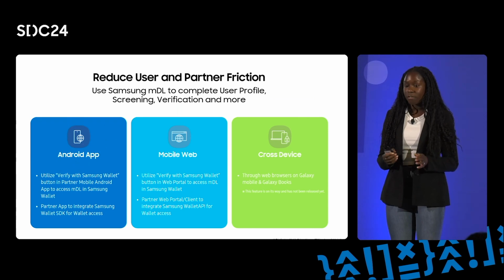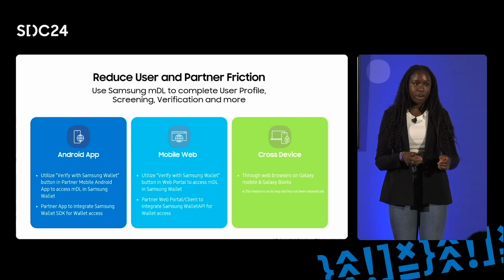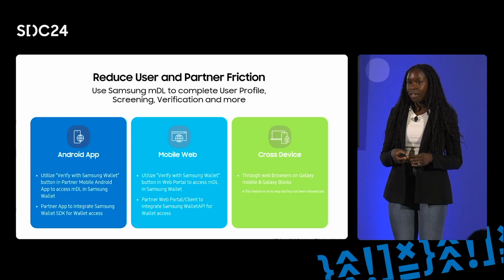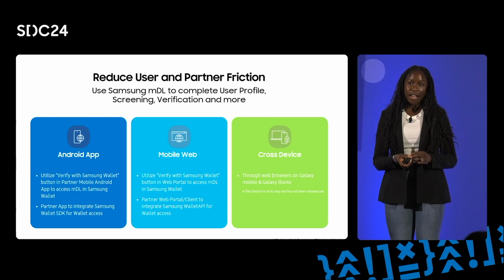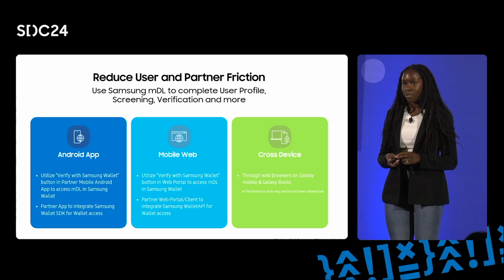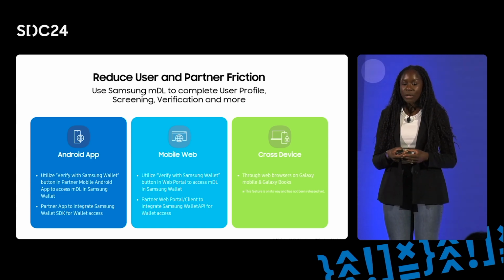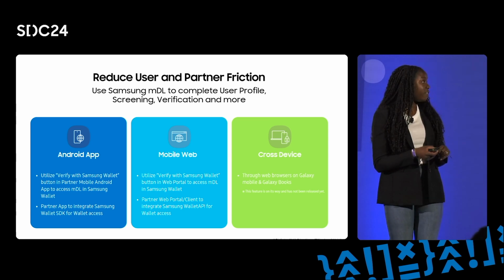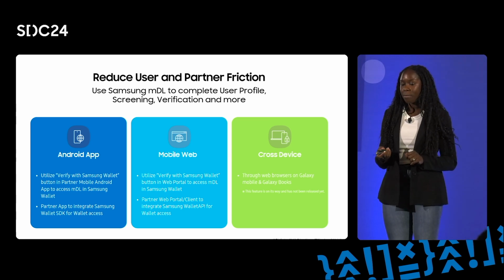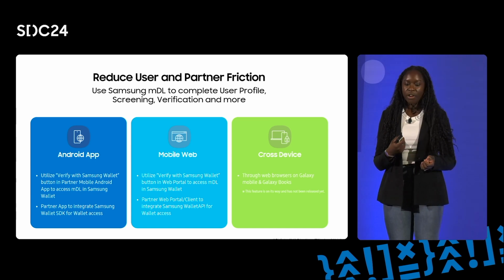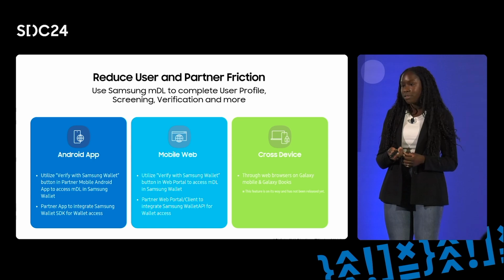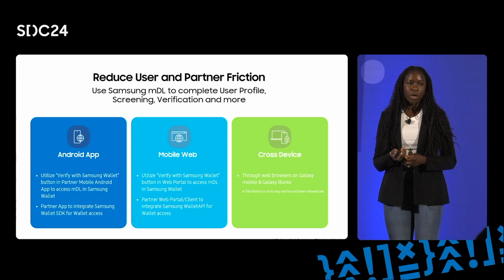Our goal with all of this is to reduce user and partner friction as it relates to ID verification. And to do this, we understand that we need to meet our partners where they're at. That is why our SDK currently covers two common scenarios. The first is app-to-app. Partners that need to verify their users' identities through their native Android applications will now be able to add the Verify with Samsung Wallet button into their app by integrating with the Samsung Wallet SDK. For partners that use mobile web, they will still be able to leverage the button, but will do so via Web API.